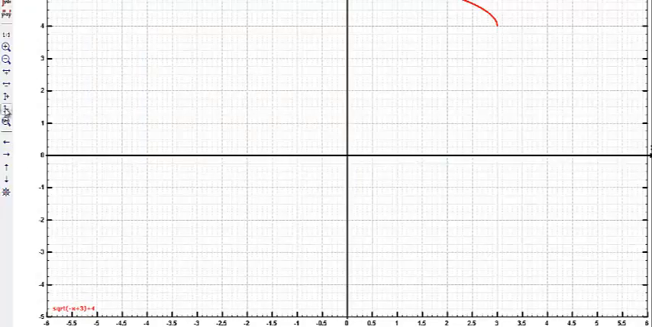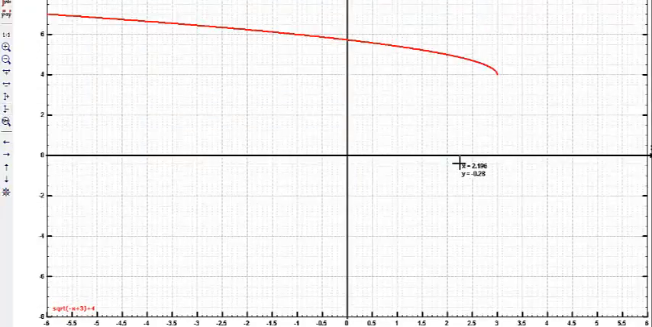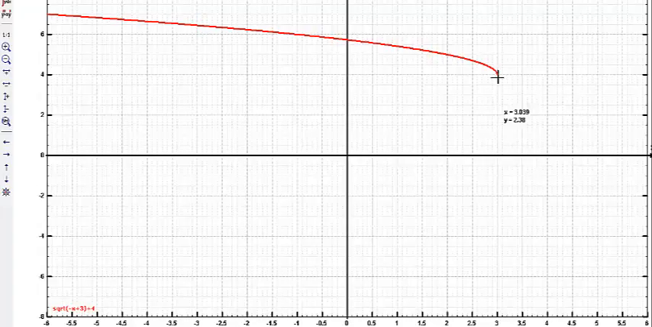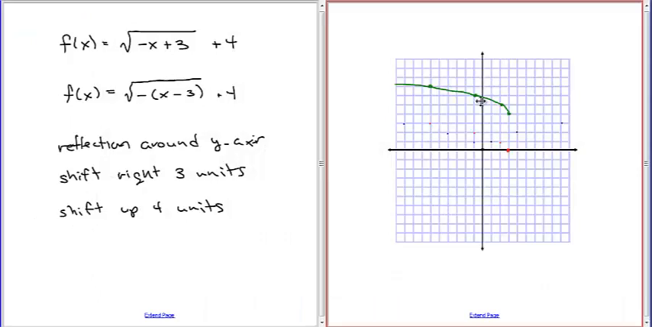I need to zoom out a little bit, but you can see it's up 4 units, it's to the right 3 units, it's going in that direction. So let me just, well, you can see that that's what we have. Okay, what's next? 38.